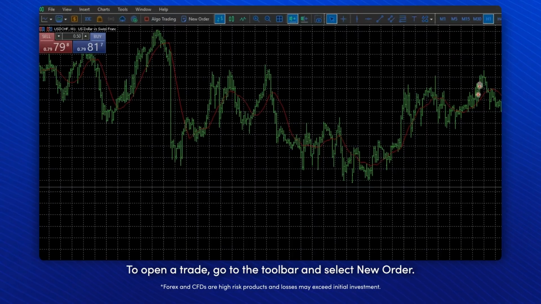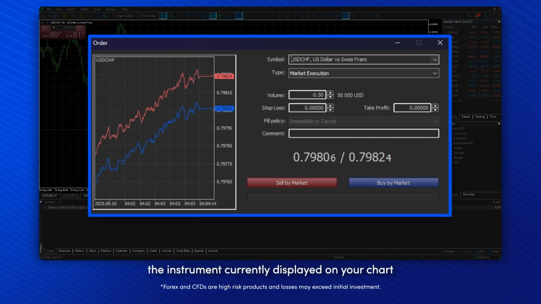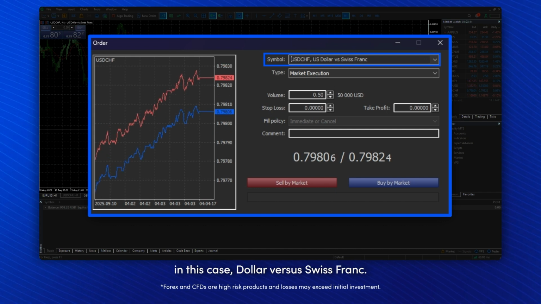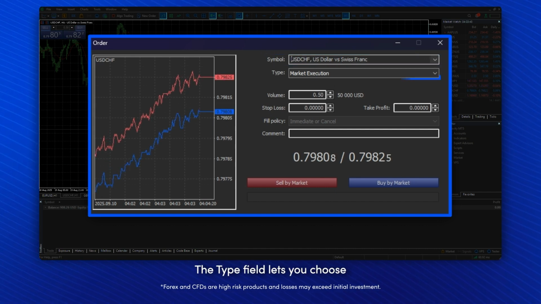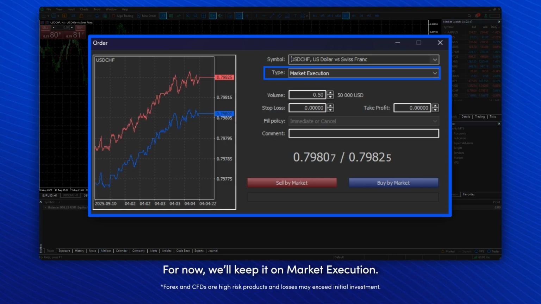To open a trade, go to the toolbar and select New Order. This opens a window where you can set up your position. The symbol field shows the instrument currently displayed on your chart. In this case, dollar versus Swiss franc. The type field lets you choose between market execution and pending order. For now, we'll keep it on market execution.